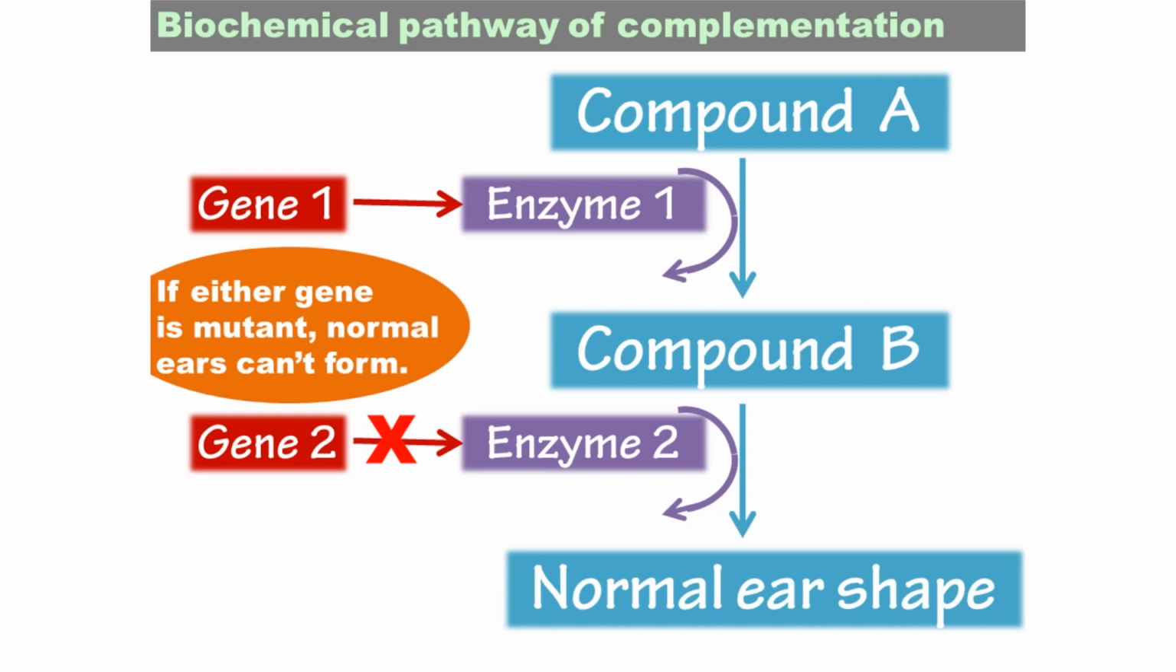You have gene 1 producing enzyme 1, and it catalyzes compound A getting turned into compound B, but now we're stuck. We can't modify that into the normal ear shape. So gene 2 doesn't make enzyme 2. Enzyme 2 then isn't going to exist. We can't catalyze that reaction, and we don't get normal ear shape. In both cases, we end up with the same outcome, phenotypically bent ears, but we do it in different ways.